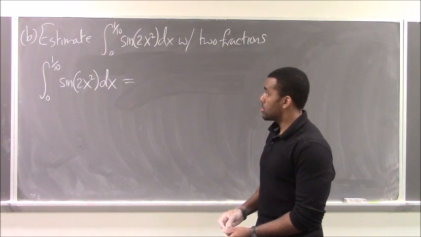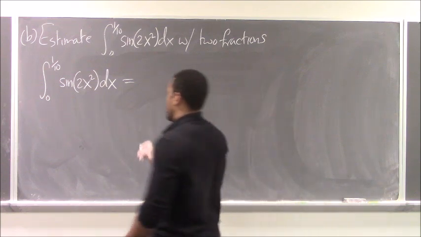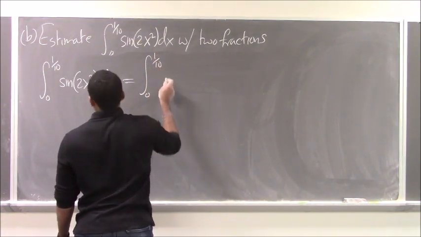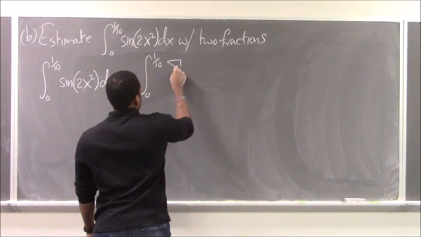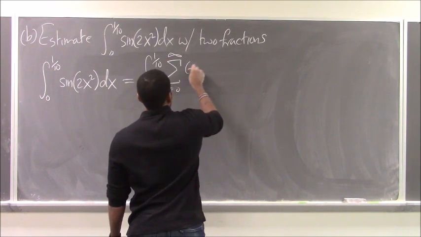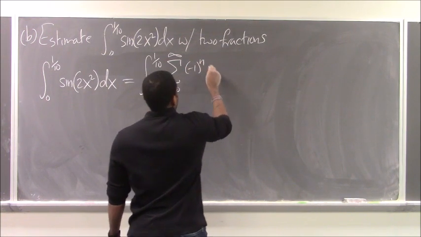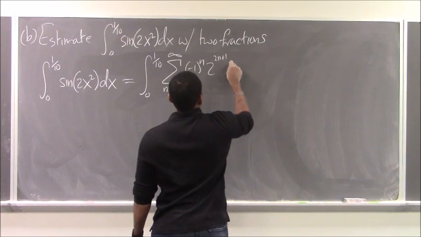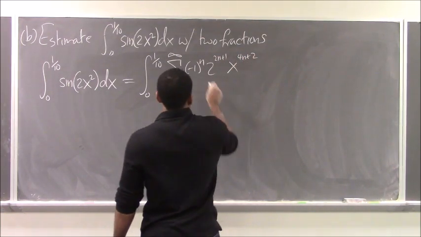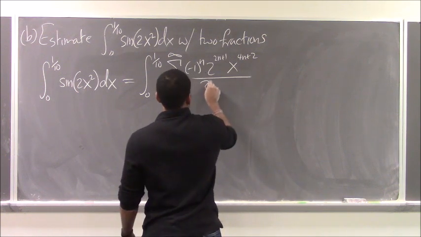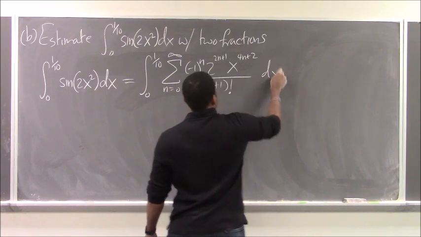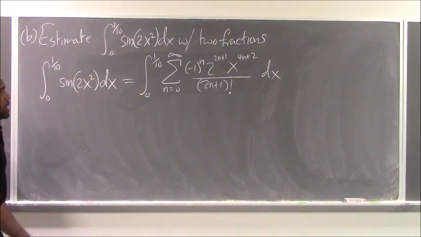Integrate using the series that we found. I can think of the integral of this as the integral of this series. The series we found was (-1)^n 2^(2n+1) x^(4n+2) over (2n+1)!. So I literally swapped this guy out.